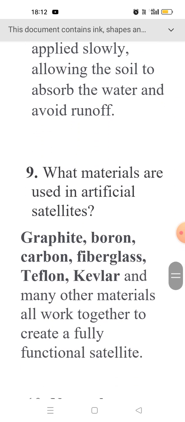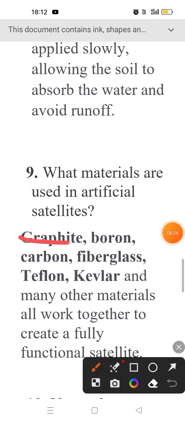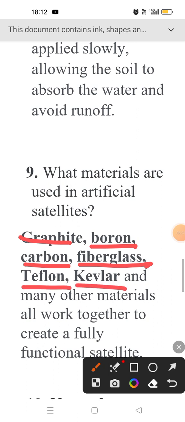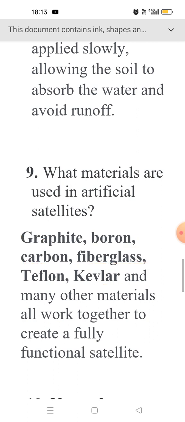Clear. One more question was there: what materials are used in artificial satellites? So learn all these materials: graphite, boron, carbon, fiberglass, Teflon, Kevlar. There was a sequence given in option A of which materials are required. So learn all these things, and you will get these materials in any option.